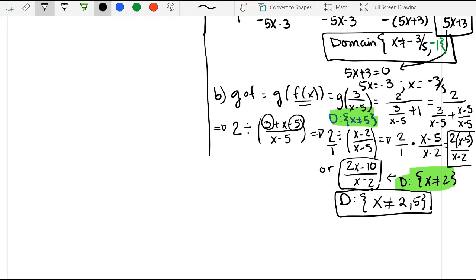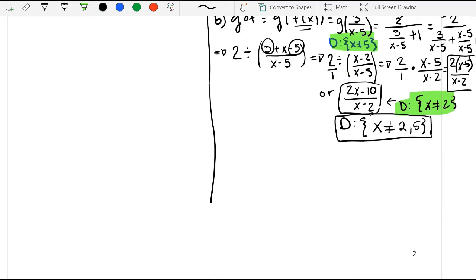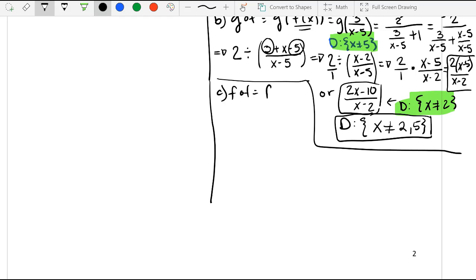All right, now that we are done with that, I'm going to make this line. I'm looking for C. What is C asking? C is asking us to do the composite of f of f. Okay, so here we go. I'm going to try to squeeze in here just because I know I'm going to run out of space. So here's C. So by definition, f of f is f of f of x, okay?